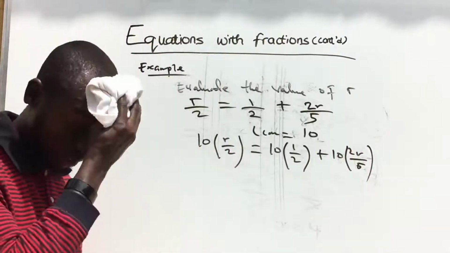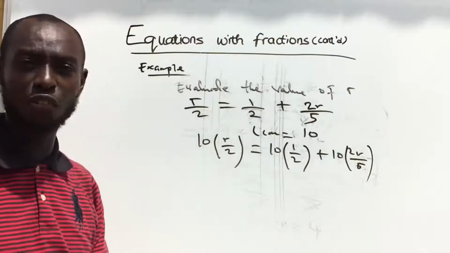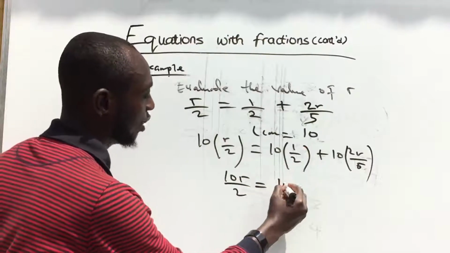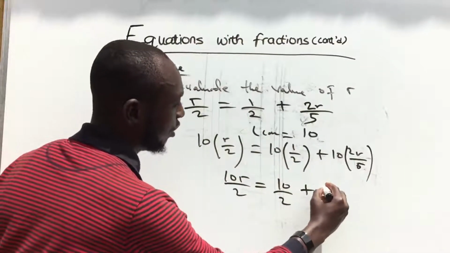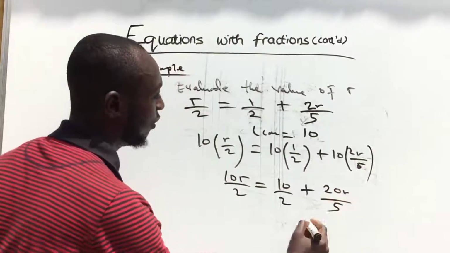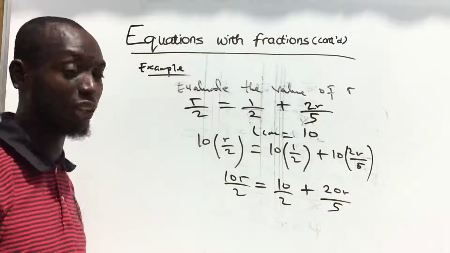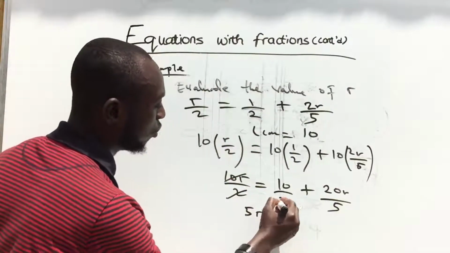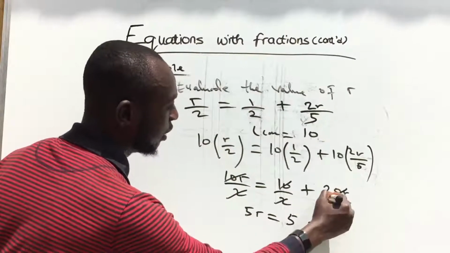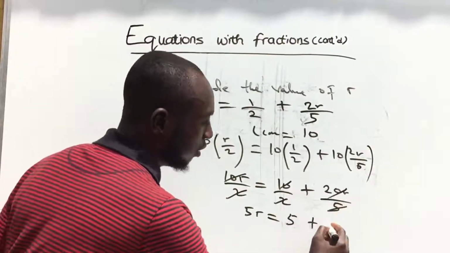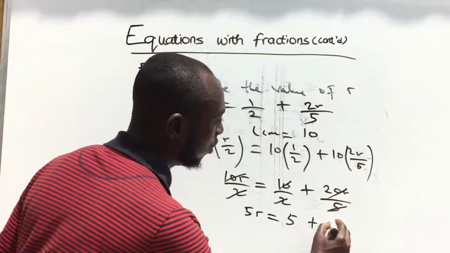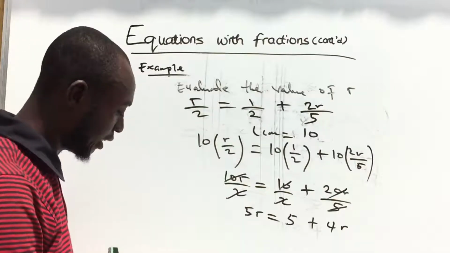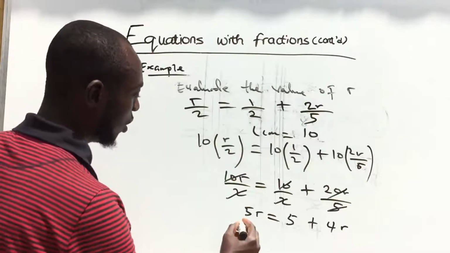So let's evaluate this quickly. 10 times r gives us 10r over 2. 10 times 1 gives us 10 over 2. 10 times 2 gives us 20r over 5. So let's reduce this fraction to lowest terms. 2 into 10r gives us 5r. 2 into 10 gives 5. 5 into 20 gives us 4r. So at this point now I'm going to collect like terms.